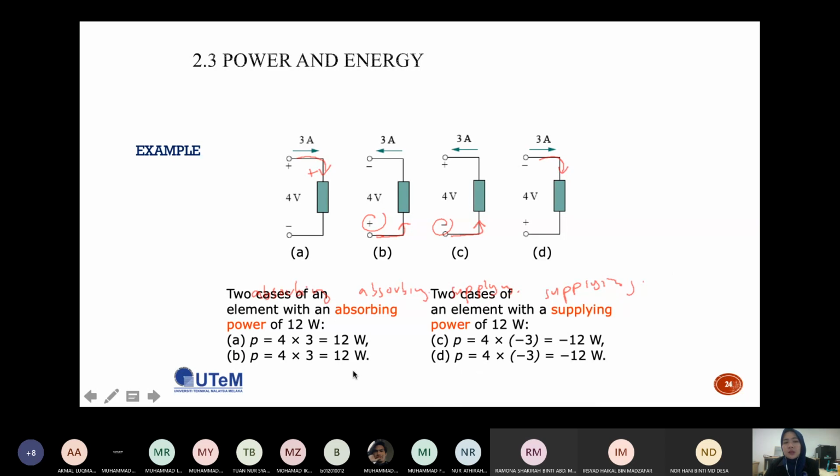Okay. So if you calculate the power for absorbing power, you must use the formula P equals VI, V multiplied by I. The V is 4 volt. If it's absorbing power, you must make sure that the current here is positive. But if it's supplying power, you must make sure that the current here is negative, so your power will be negative.